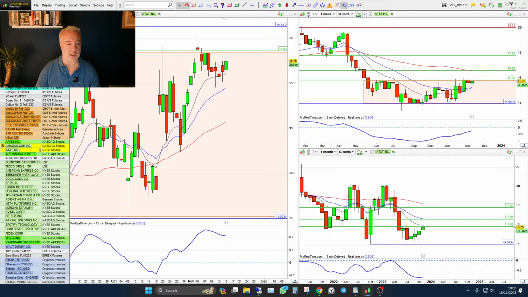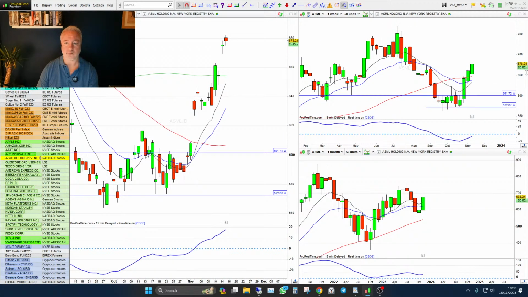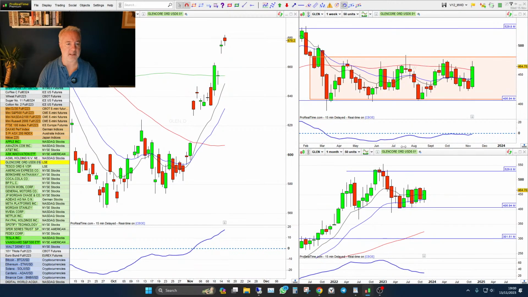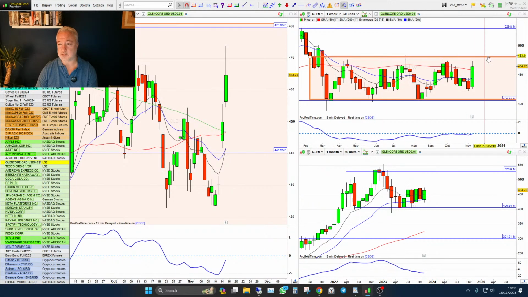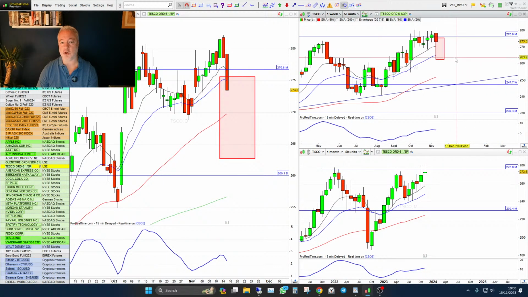AT&T is still looking okay. It looks like it might break out around here, break out to the upside. ARC Innovation is even having a good week so far. ASML is beautiful, so that one's already just cruising along. I spoke about that, I think, before. Glencore, we'll see if it breaks out to the upside here. Tesco, yeah, I'm looking for, there it is.